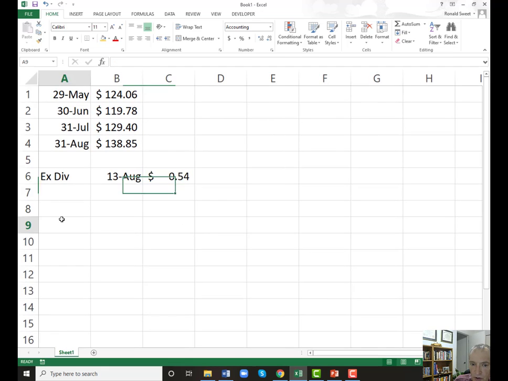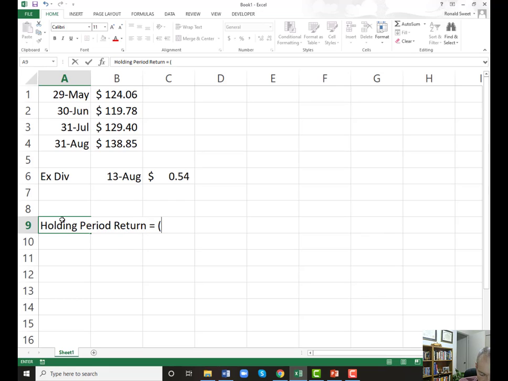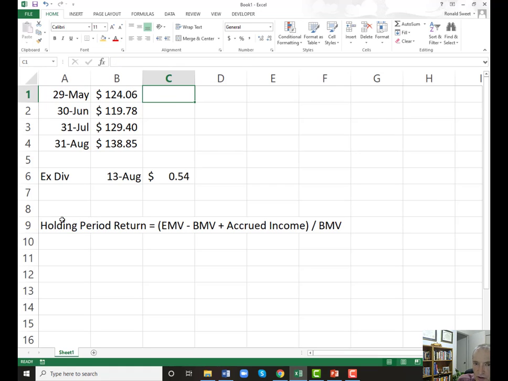So let's do the holding period. Remember that the holding period return equals ending market value minus beginning market value plus accrued income, all of that divided by beginning market value. So let's do that for June. We can't do it for May, right? Because for May we don't have the beginning market value. So let's do it for June.